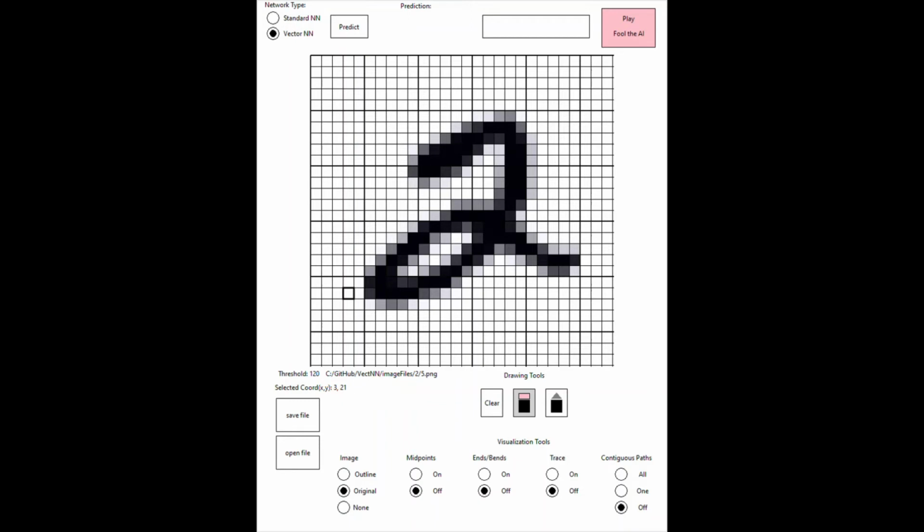How does it work? Well, the standard neural network part of it just feeds all 784 pixels directly into the neural network. But the vectorizer uses a 5-step process to develop the trace that you saw in the game part. So first, it just generates an outline. Easy enough. Then it takes vertical slices at each point and generates a midpoint or two within each one of those vertical slices. From there, it gets a little more complicated.